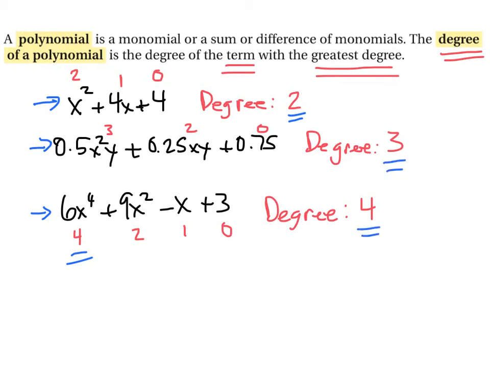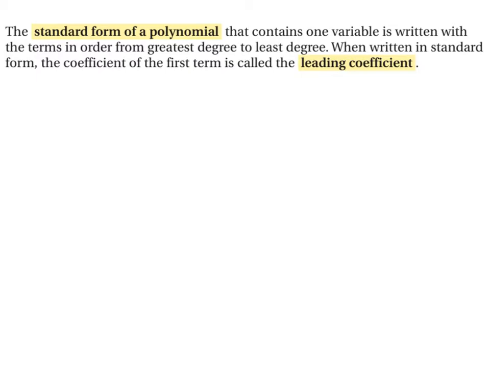Now the rest of our chapter is going to be dealing with these polynomials, and so it's going to be important for us to have a standard way to write them. In fact, there is a standard form for a polynomial. Let's see what that's all about. When we talk about the standard form for a polynomial, we're going to focus on the polynomials that only have one variable. Usually that variable will be x.